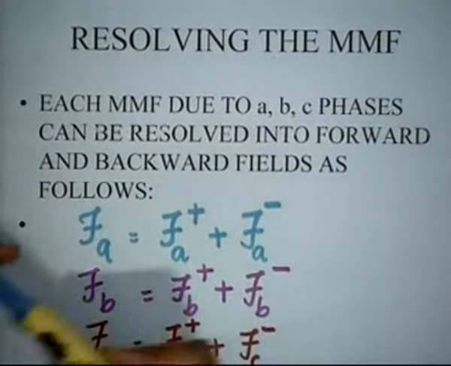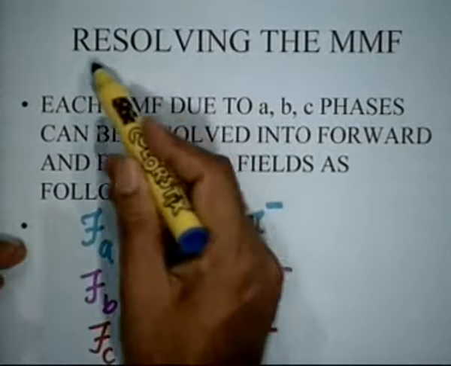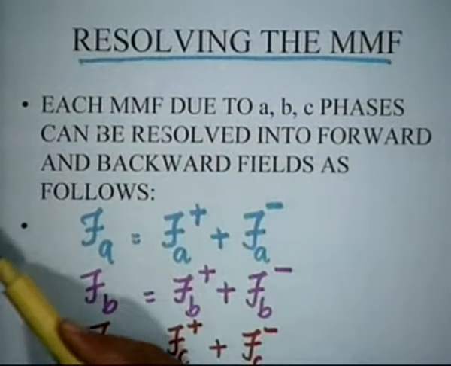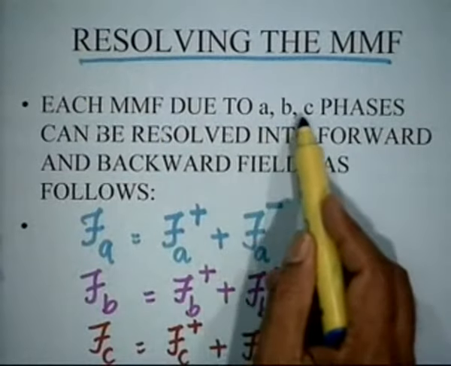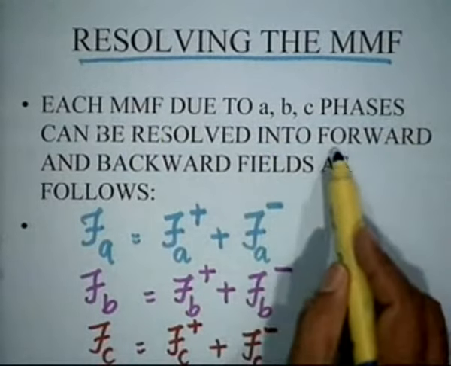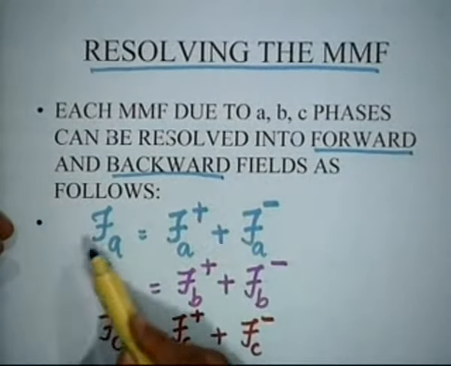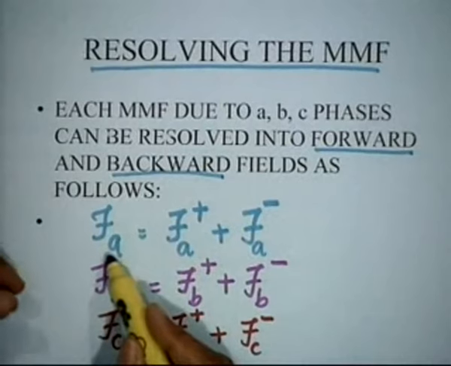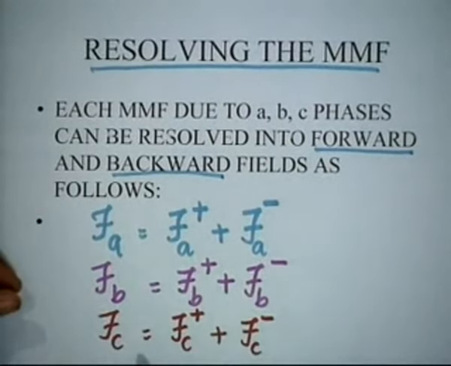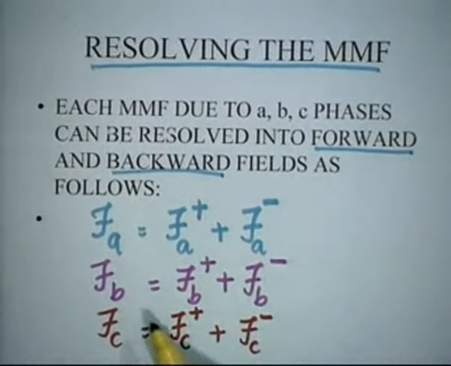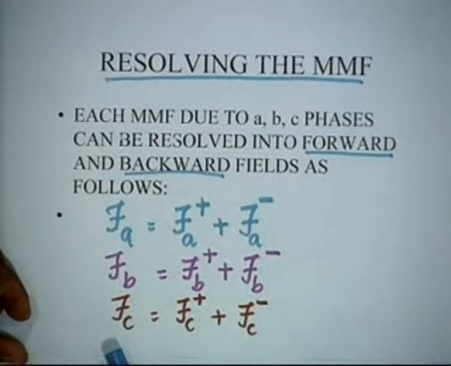So, we resolve these MMFs. Next question is, resolve these MMFs. Each MMF due to A, B, C phases can be resolved into forward and backward fields as follows. That means FA is FA plus plus FA minus, and FB will have FB plus plus FB minus, and FC is FC plus plus FC minus. So, you have 3. Each one will have a forward field and a backward field.